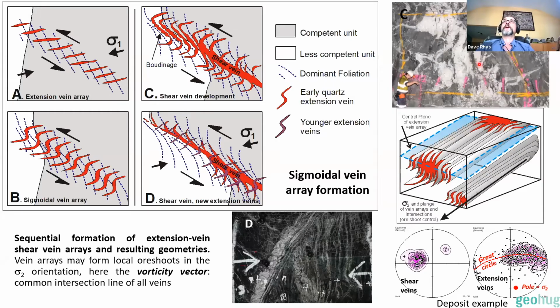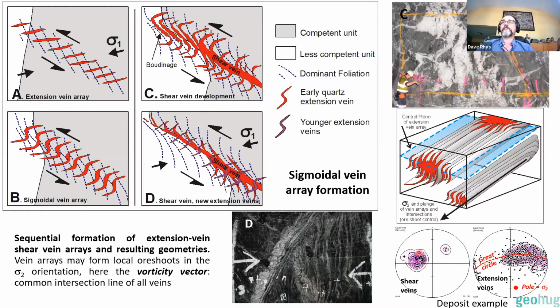And there's a beautiful example here in Ballarat of the same kind of pattern. And in the lower right, here's some real data which shows exactly that. You can see on the far lower right, that's a whole series of extension veins, which I've measured in the cores of sigmoidal arrays and on the tips. And you can see the range in orientation defines a great circle, which is perpendicular to this pole, which is your sigma 2 vorticity vector, which forms an ore shoot control, which you can use in your variography.